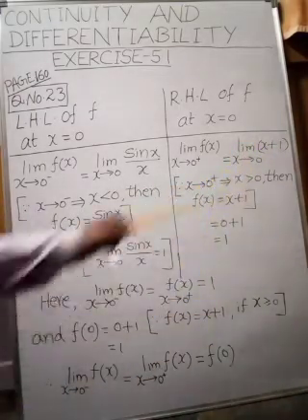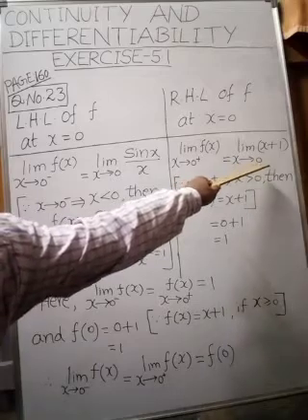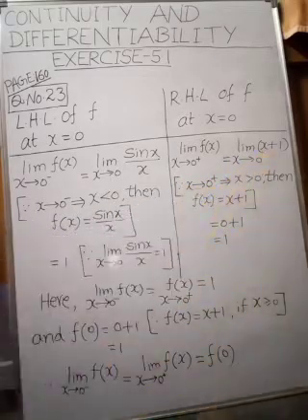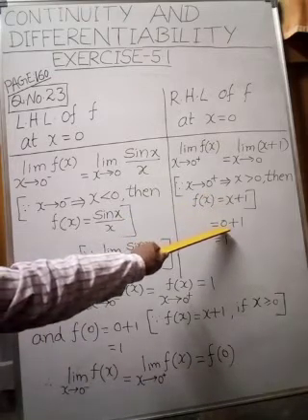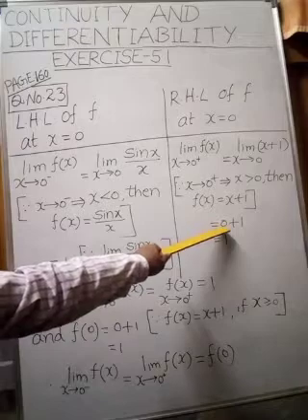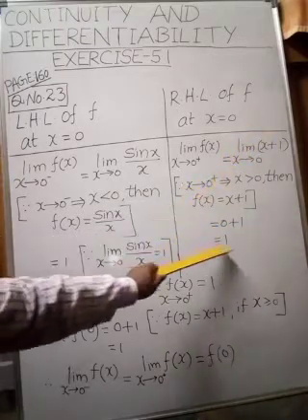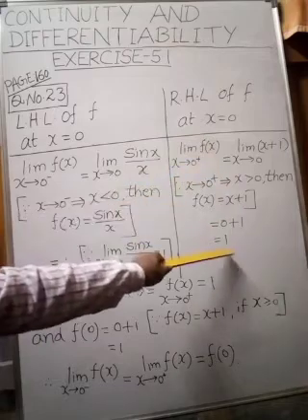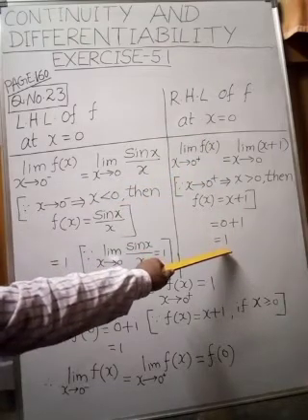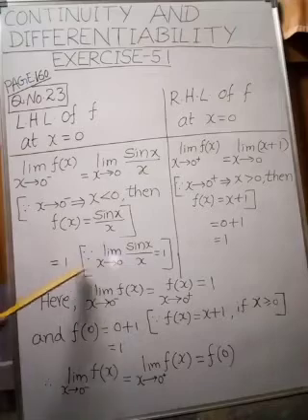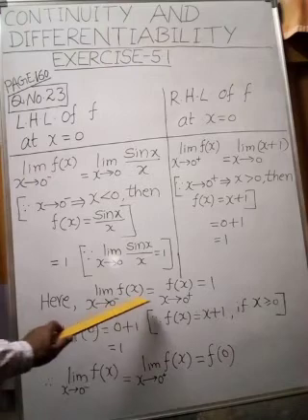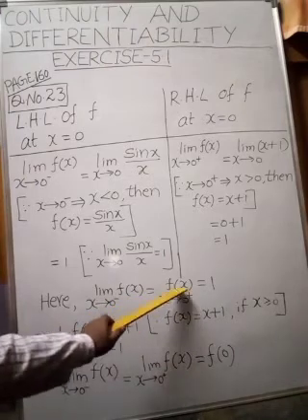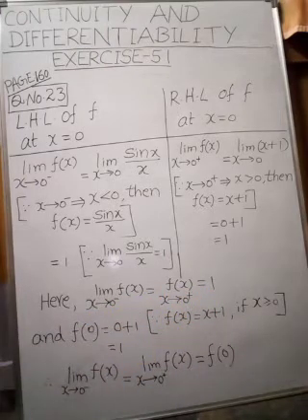Right. Now we find the limit of this function at x is equal to 0 by the method of substitution. In the place of x, we substitute 0. So 0 plus 1, what will you get here? 1. So this is the right hand limit of f at x is equal to 0. By observing these two limits, they are equal. As x tends to 0 minus, limit f of x is equal to as x tends to 0 plus, limit f of x, that is equal to 1. Both limits are equal.